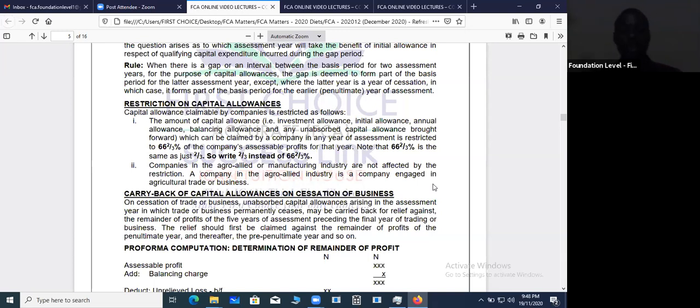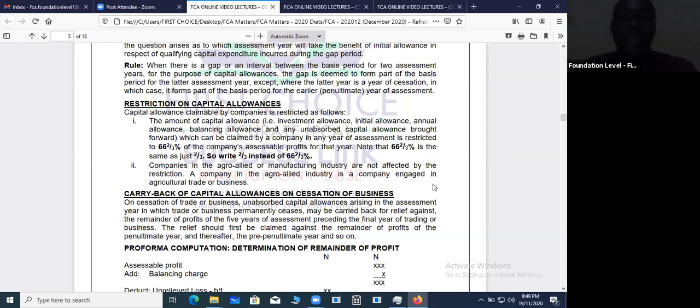But if you are in the trading business, you have 12 million as profit, capital allowance 11 million, you will do 2/3 of 12 million. You can only take 8 million, the balance is carried to the next year. So that is how you keep carrying the balance as long as you have capital allowance that are unutilized. You keep carrying them forward to the next year, to the next year, until you get to the point where you can clear them all.